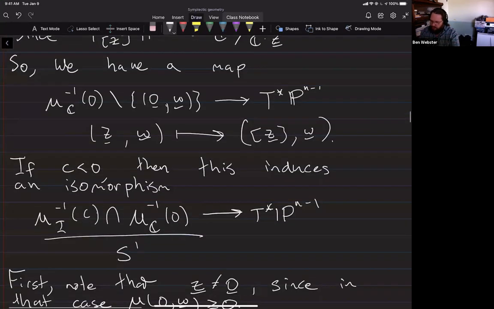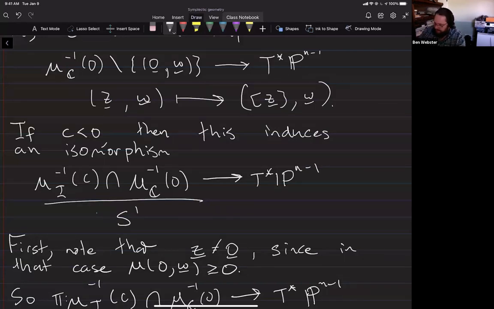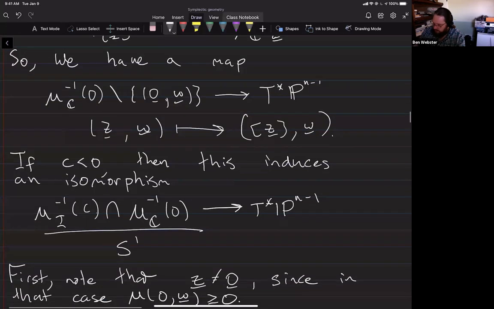And actually it turns out that as we've discussed, when you want to reduce at a moment map level, you can either shift your moment map and reduce at zero, or you can just reduce at some non-zero level of your moment map. That's okay. These groups are abelian, so I can do reduction at any point in the dual of the Lie algebra. So if the level I reduce at is negative, then actually this induces an isomorphism from this inverse image of zero under the complex moment map intersected with the inverse image of C under the moment map for I, modded out by this action of S1.